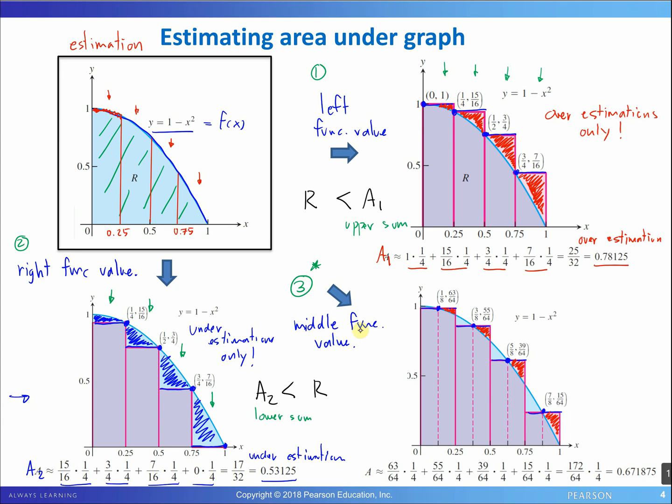So let's take a look here. This part, the rectangle is smaller than the actual region. So this is underestimation. And also this part, rectangle smaller than the actual region. Also here, rectangle smaller, and also here. So let's make a note for this case, middle function value as the height of the rectangle. We have both over and underestimation.